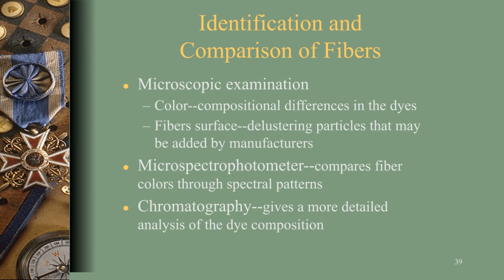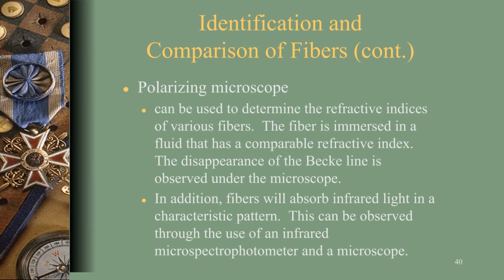Forensic fiber identification involves microscopic examination to check for color and surface characteristics. Tools like microspectrophotometers and chromatography are used to analyze dye composition for more detailed comparisons. Polarizing microscopes help determine refractive indices by observing the disappearance of the Becke line when a fiber is immersed in a specific fluid. Additionally, infrared microspectrophotometry reveals how fibers absorb light, creating a unique pattern for identification.